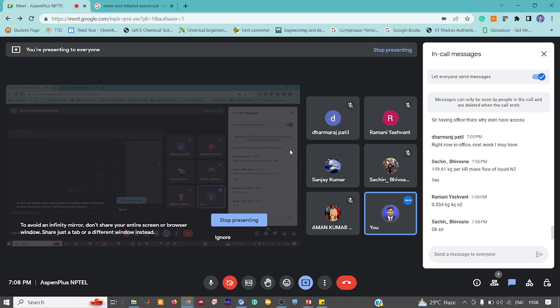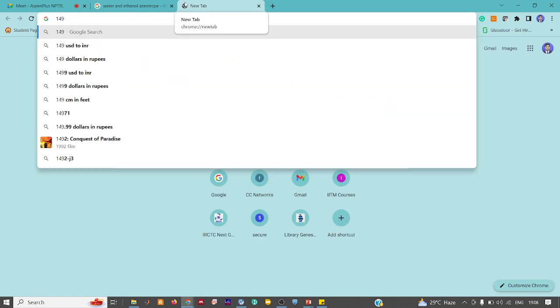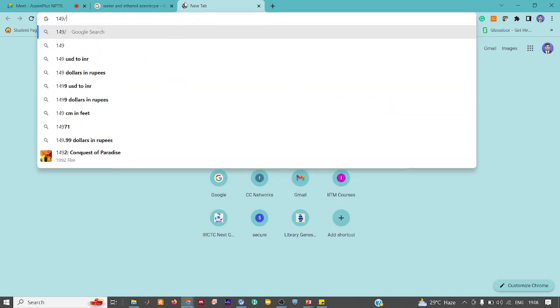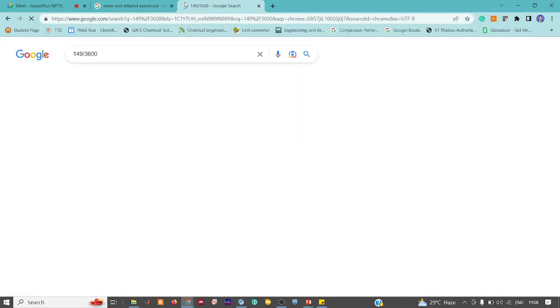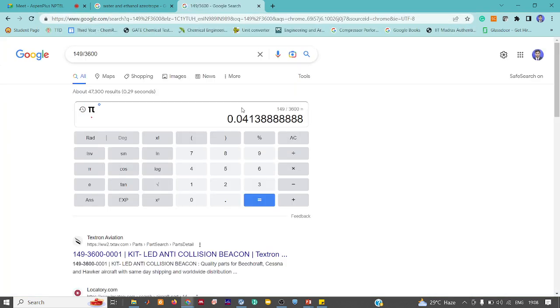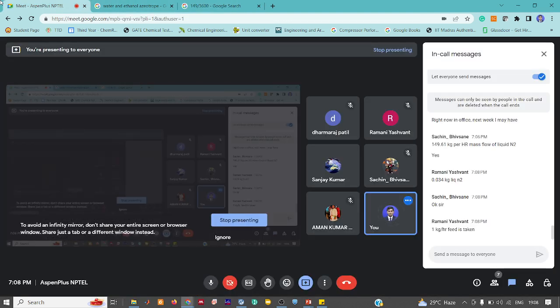Yashwant, you are telling it's 0.03. Okay, 1 kg per hour is the feed. So let me just divide this, 149 point whatever. So it's about 0.0413. Both of you have different answers. How come?